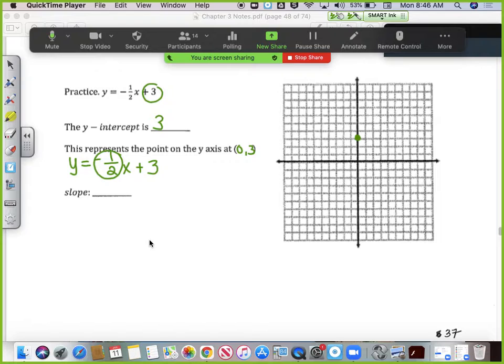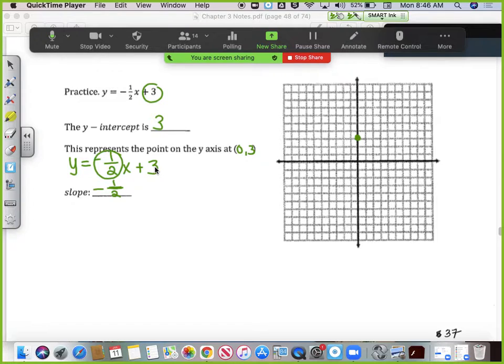The slope is -1/2, and that is because the slope is always the number in front of x. The y-intercept is always the constant number at the end. So the slope of this line is -1/2. Now the way that they have it written, the negative sign is on the same line as the fraction.